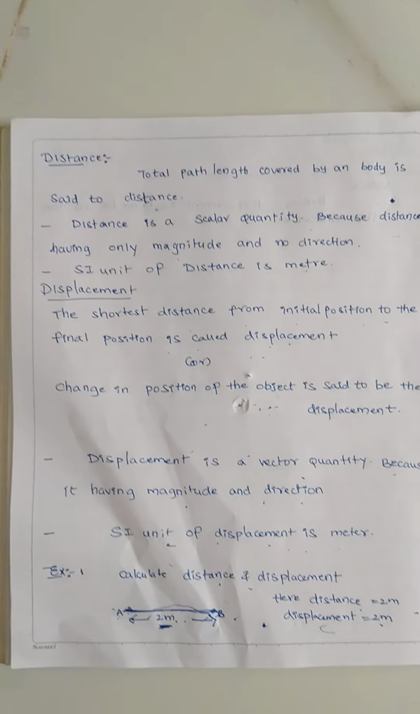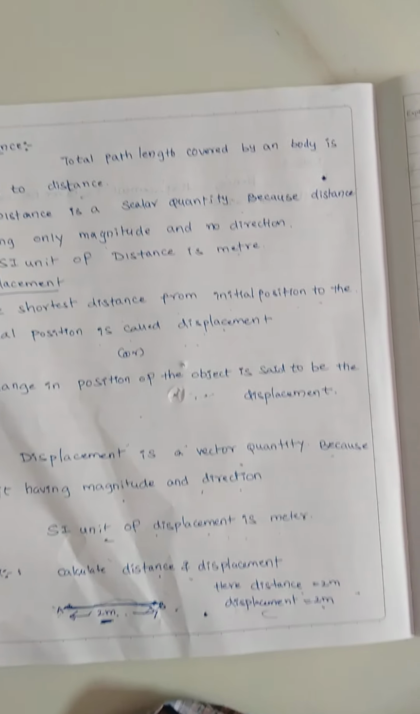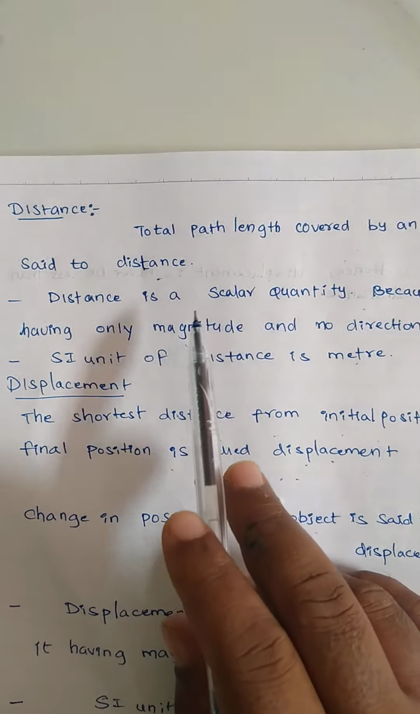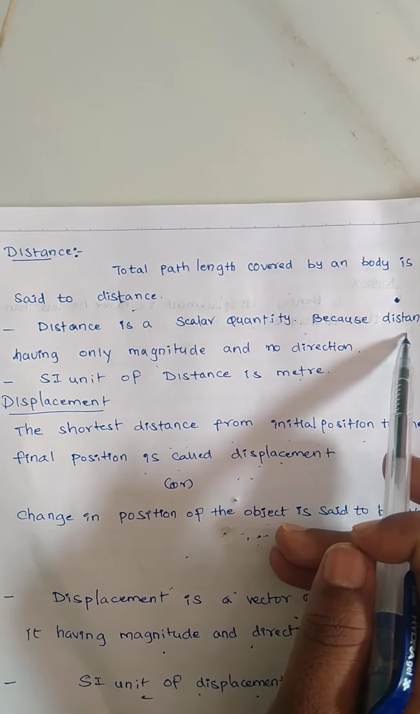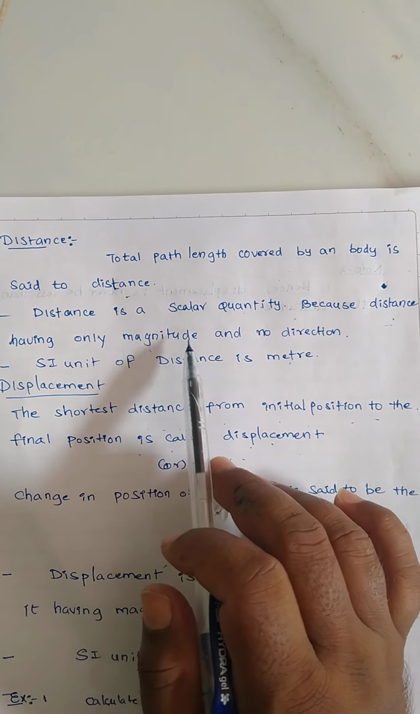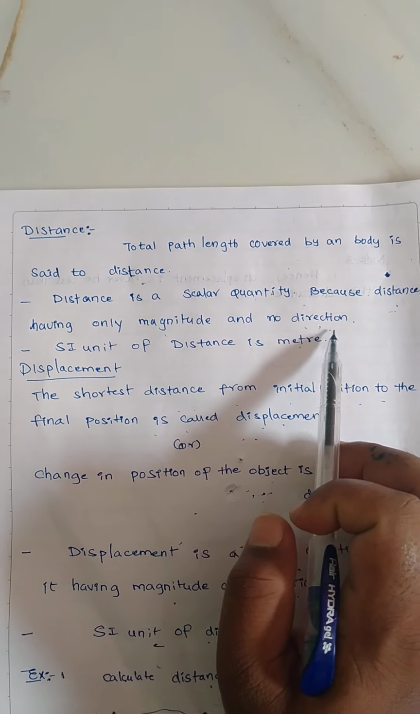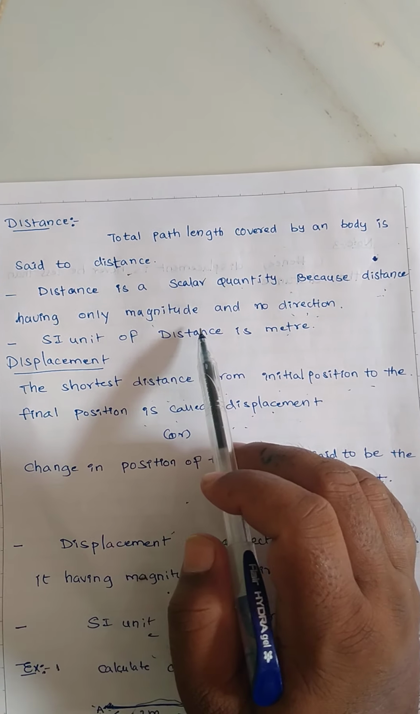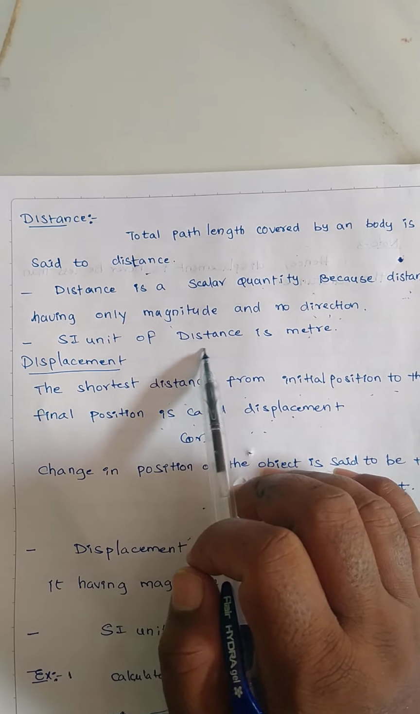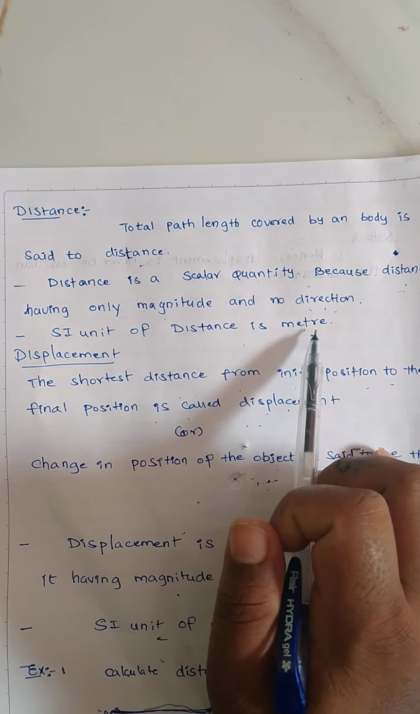Already we discussed briefly about scalars and vectors. So here distance is also a scalar quantity, because distance has only magnitude and there is no direction for distance. For that reason distance is a scalar quantity. And what is the SI unit of distance? Meter.